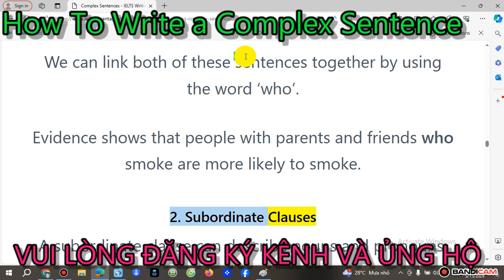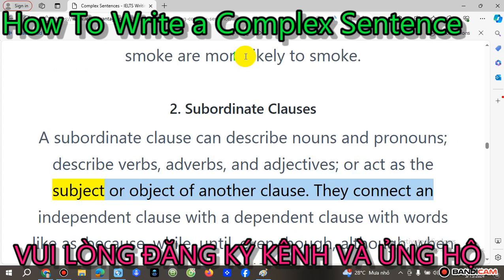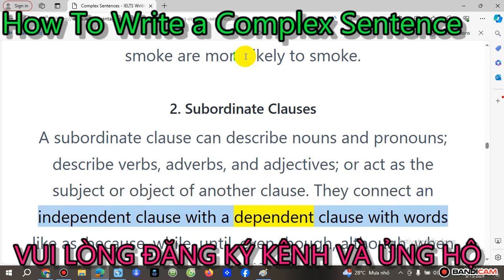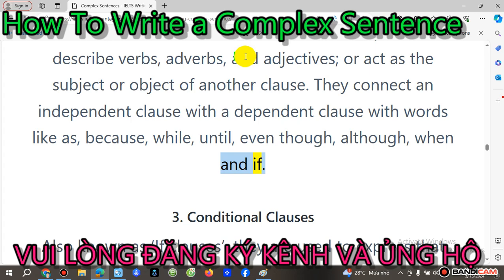2. Subordinate clauses. A subordinate clause can describe nouns and pronouns, describe verbs, adverbs, and adjectives, or act as the subject or object of another clause. They connect an independent clause with a dependent clause with words like as, because, while, until, even though, although, when and if. 3. Conditional clauses.